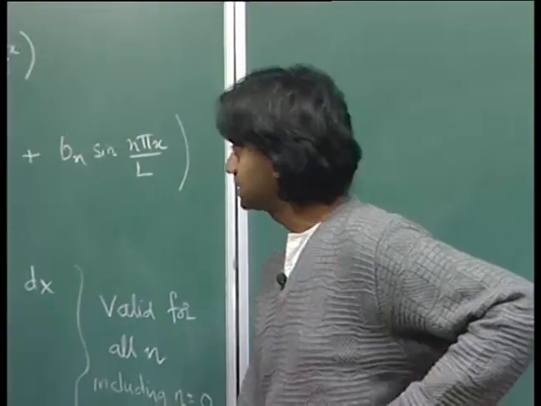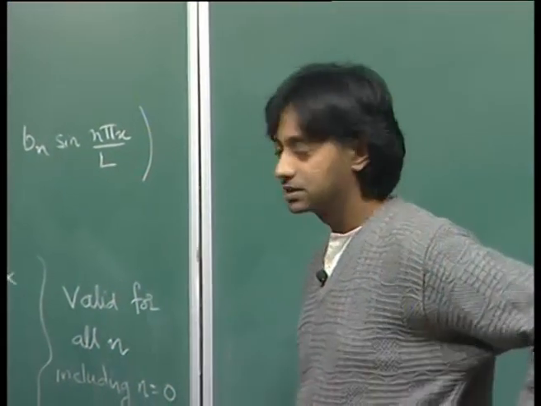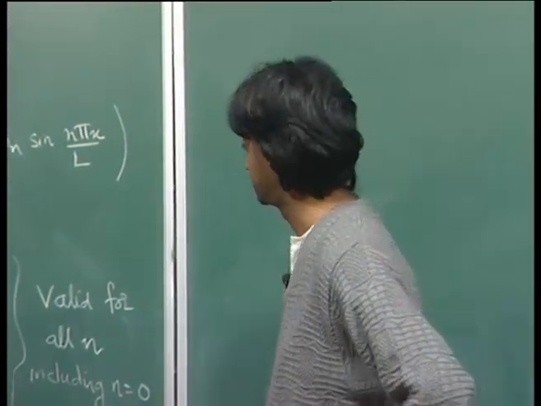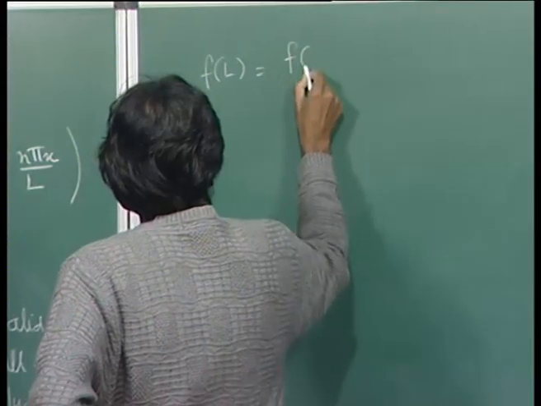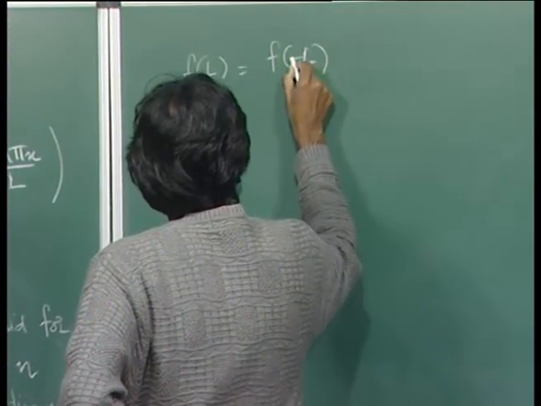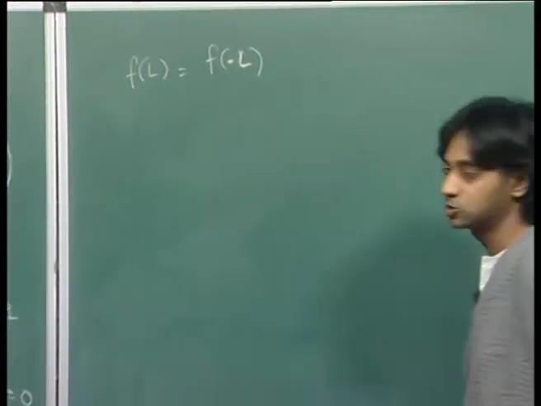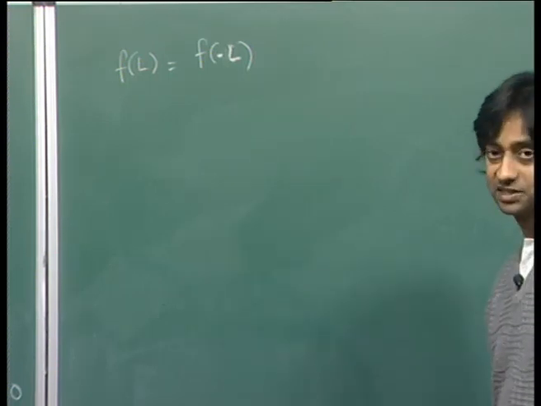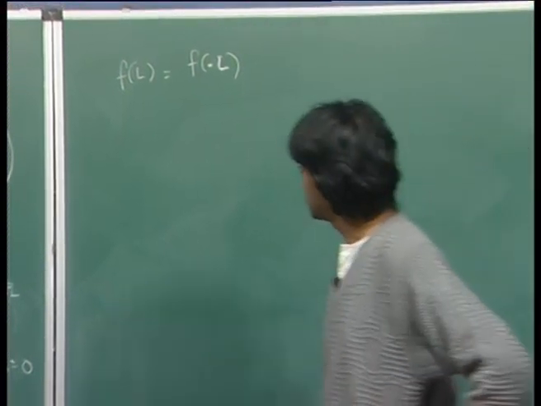Now, this is a general basis function expansion, and what we see is that you can expand any function that satisfies the boundary conditions in terms of this basis, and the boundary conditions are that f of L equal to f of minus L. So, f of L should be equal to f of minus L, and any function that satisfies these boundary conditions can be written in this basis form.